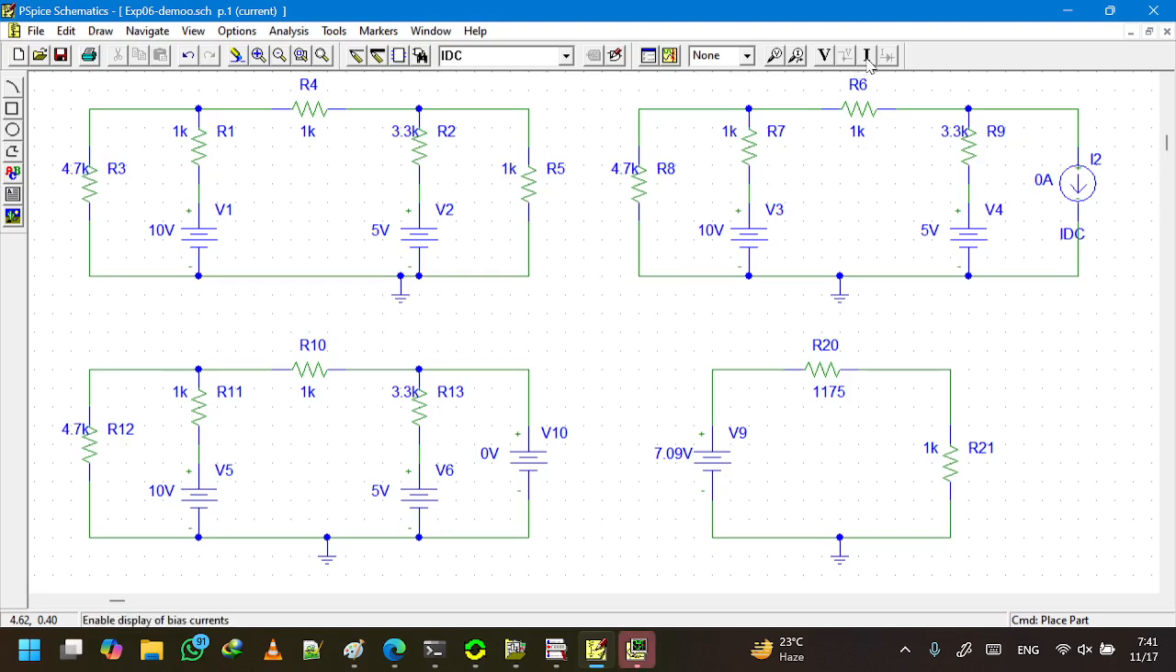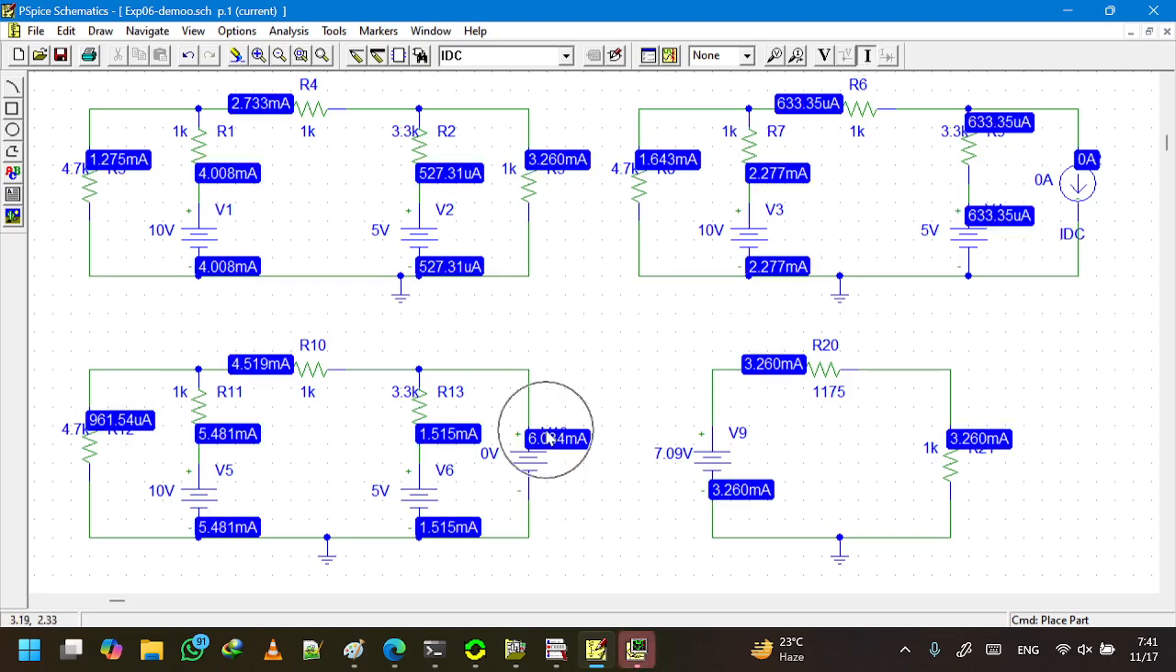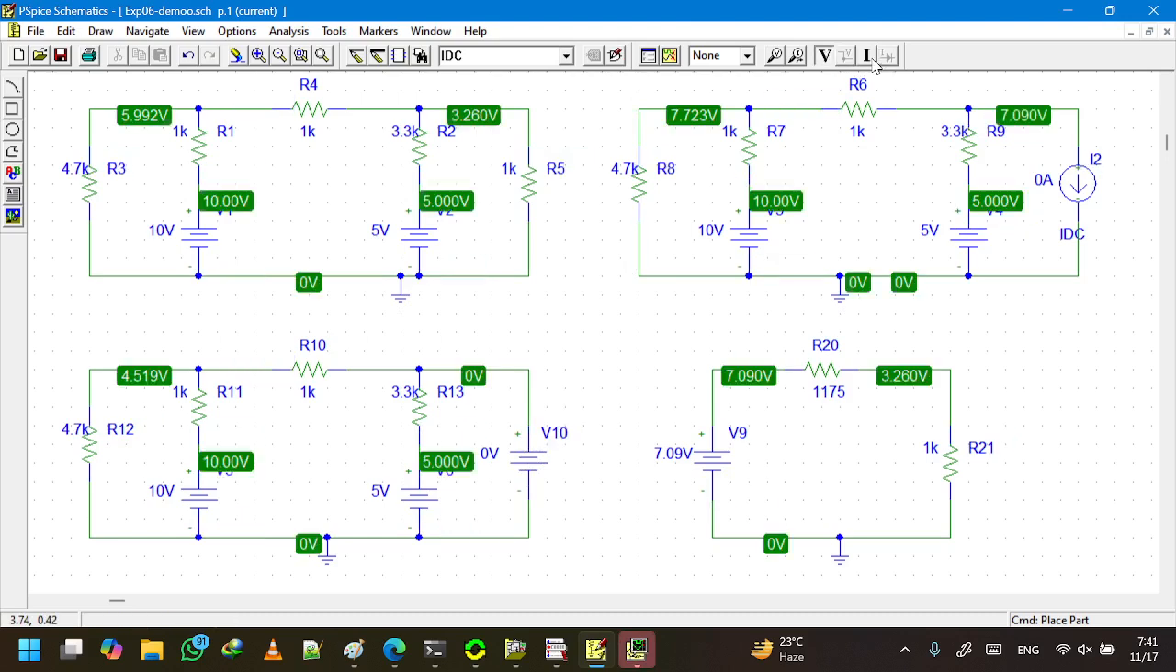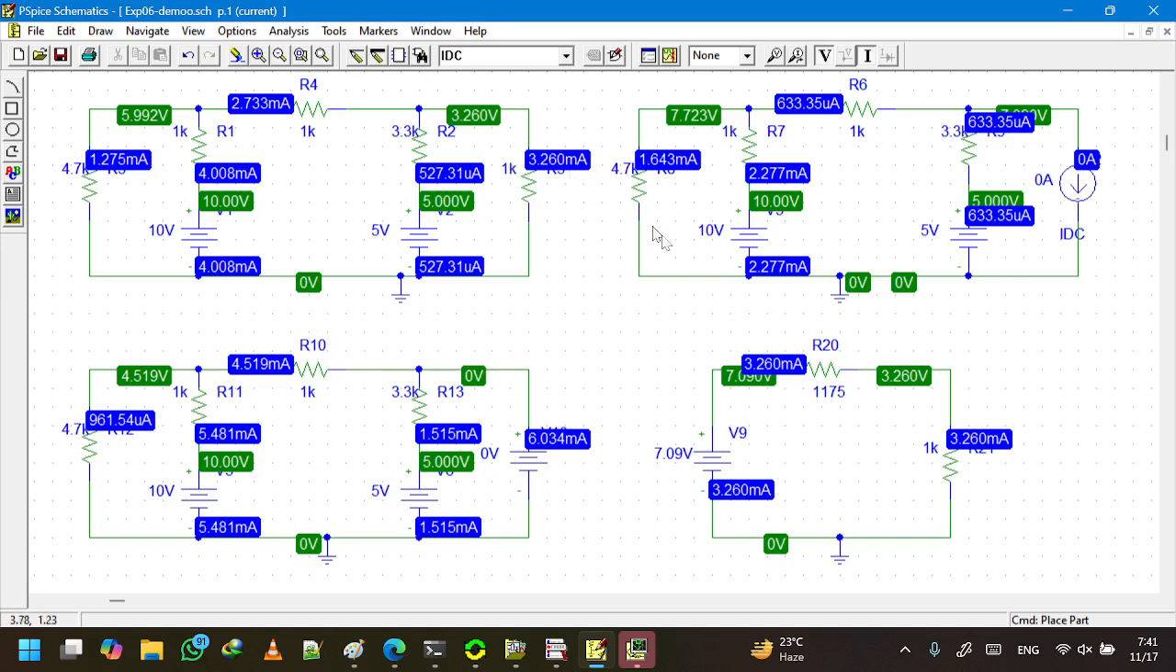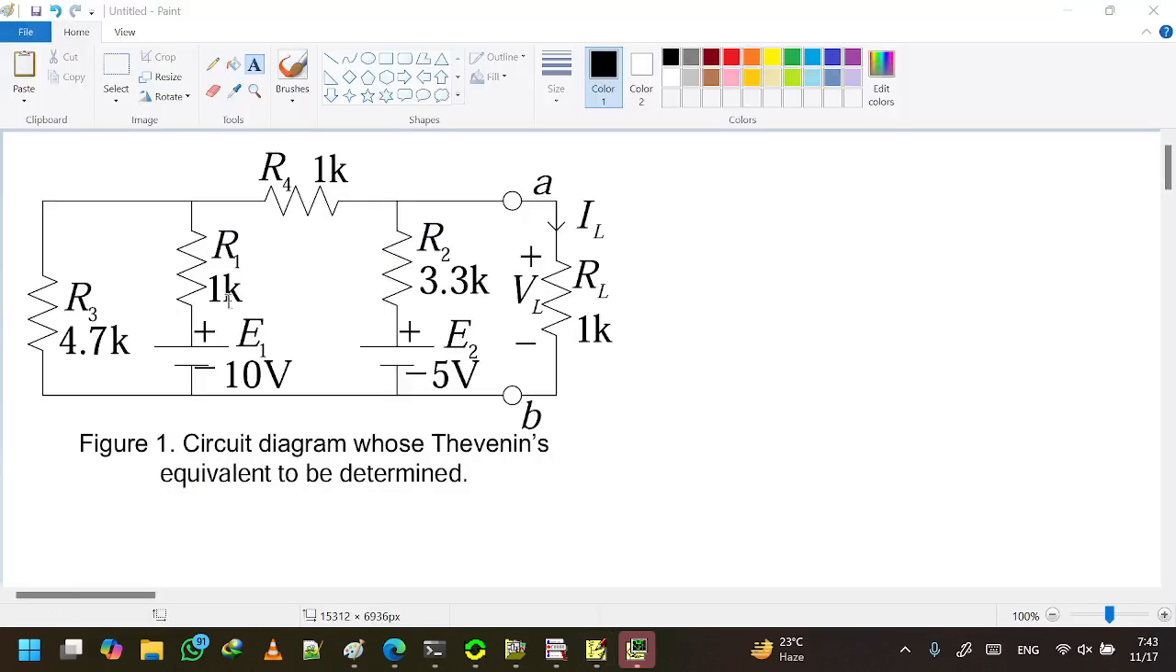Open circuit voltage, and the short circuit current is 6.034, which is the short circuit current. So the voltage and currents match with the previous one. So this is how the experiment is done. Now we will discuss some part about the theoretical calculations.